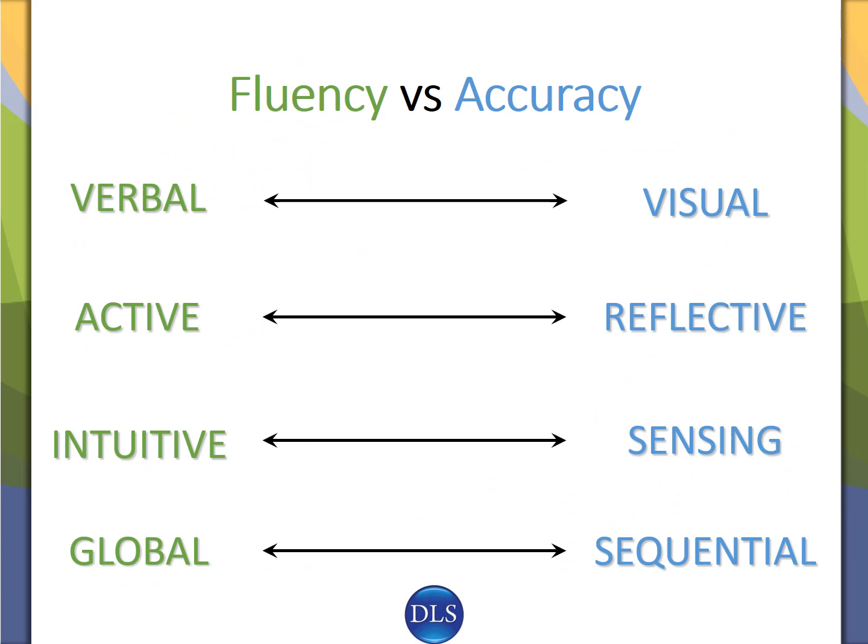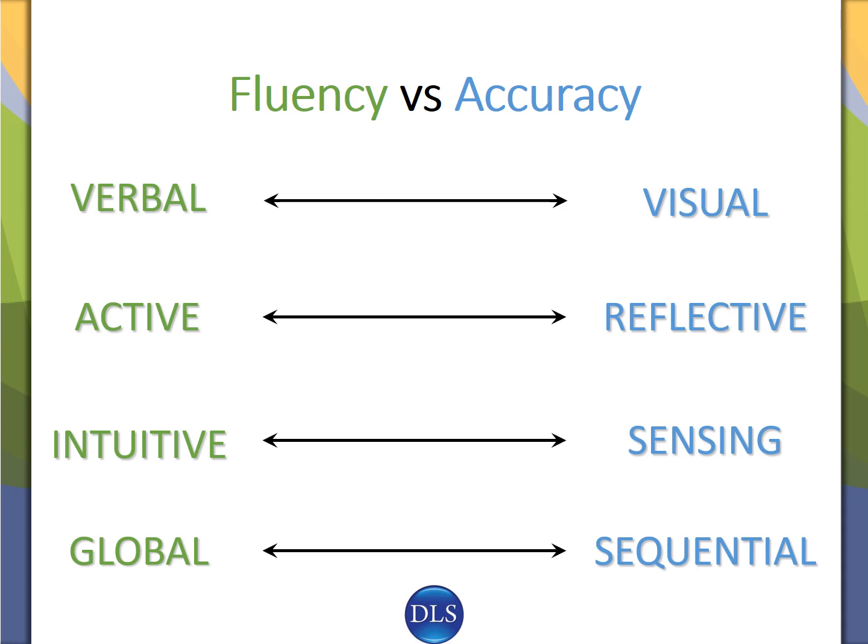Fluent learners and accurate learners each have a different set of the preferences we discussed earlier. Fluent learners are verbal. They learn better through hearing information. They are active, so they prefer to move around and do things when learning. They are intuitive, which means they like to find connections between ideas themselves. Fluent learners are also global learners and like to start by learning the main idea or big picture.